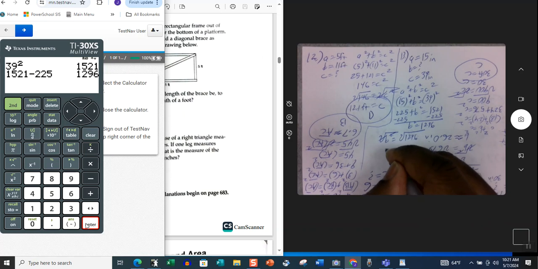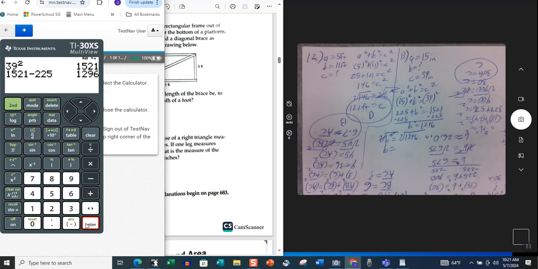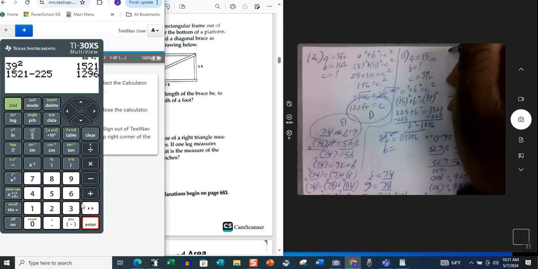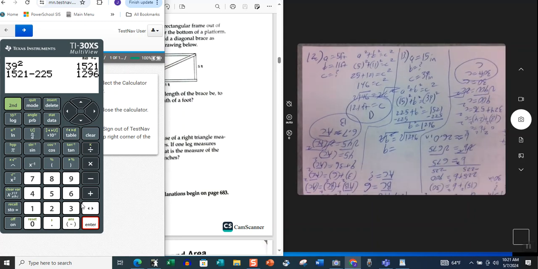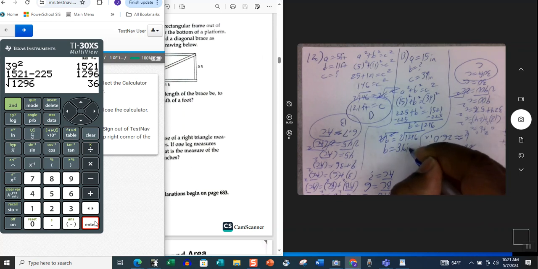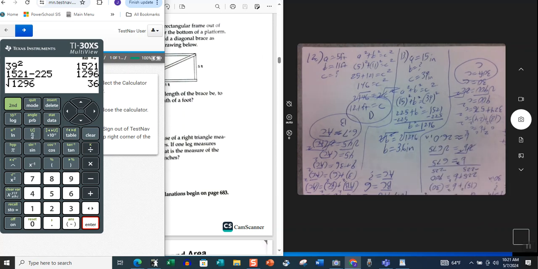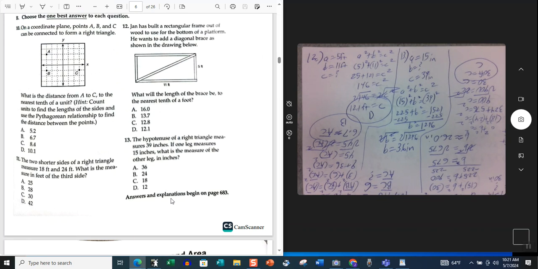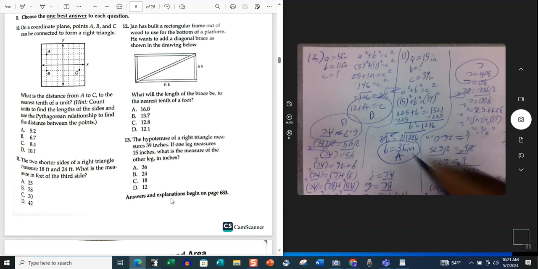The square root and square would simplify out. So now we have B is equal to, I'm going to put this right here in this calculator. So we'll press second, the x squared key, 1296. Press enter, and that's exactly 36. So this would be 36 inches. Now according to this here, 36 is A. So that would be your final answer for number 13.